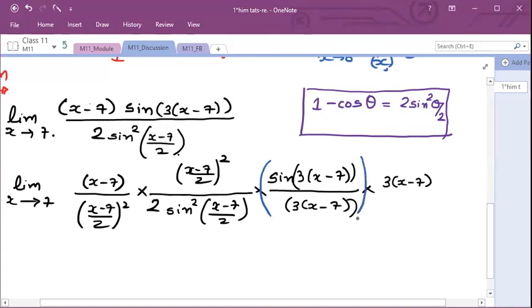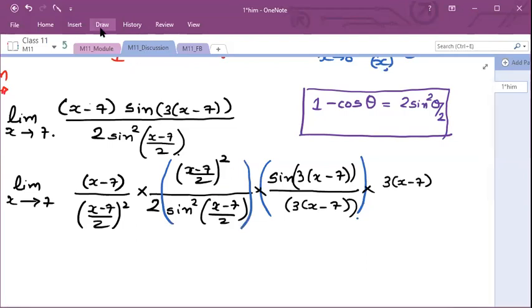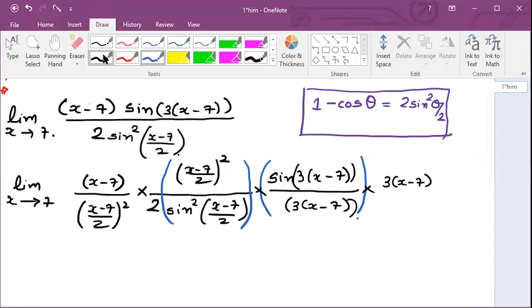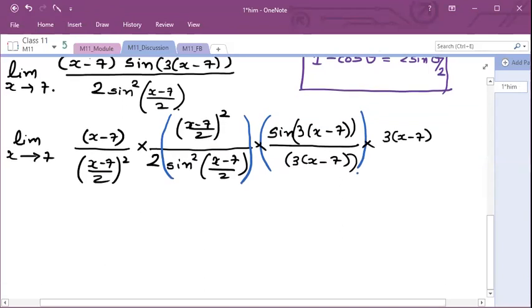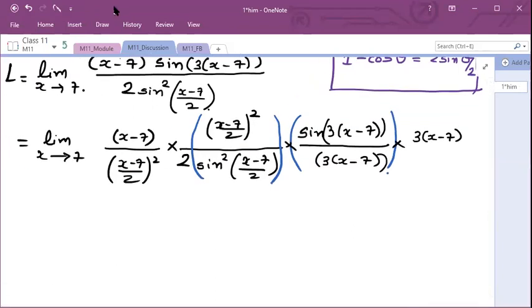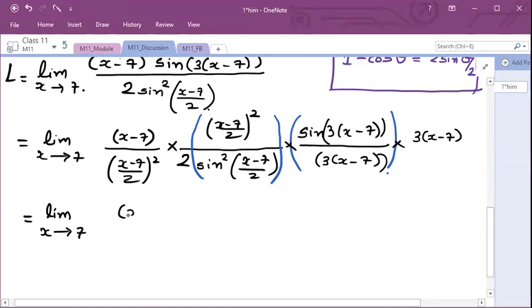Its limit will give me 1, and this limit will give me 1 square, that is 1, right? So I will not cancel the terms inside the bracket. Now I will try to simplify all these outside terms. Here it is x minus 7 whole square divided by 2 square. See over here, this can be written as limit x tends to 7, x minus 7 divided by x minus 7 whole square divided by 2 square.